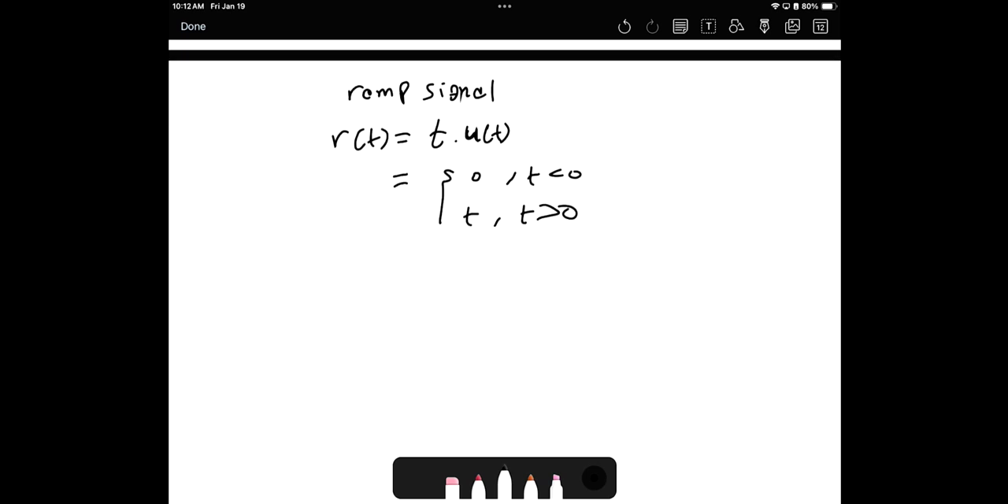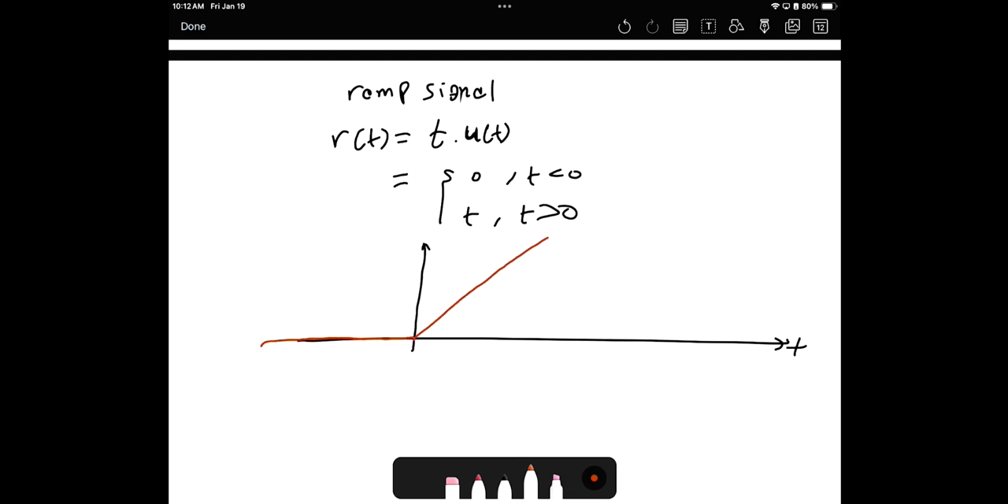waveform. So here is the time. Then r of t will be 0 when t is less than 0, or it will be t. So here is r of t, like this. While the step used to be like this, but the ramp will be like this.